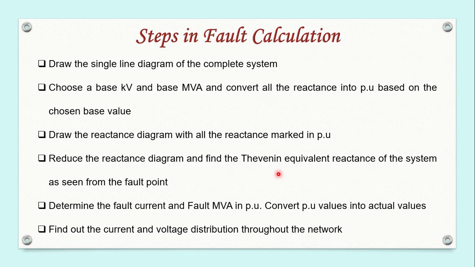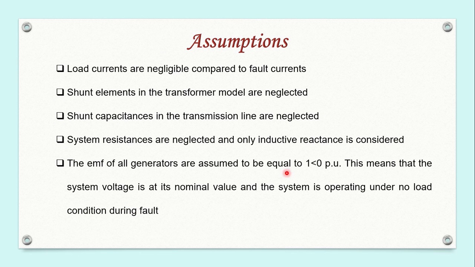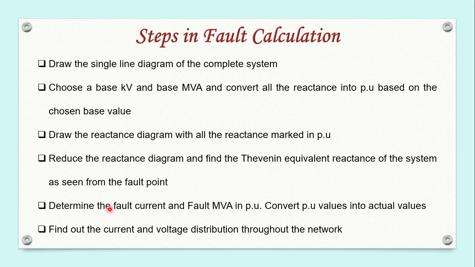After getting the Thevenin equivalent reactance, determine the fault current. Fault current is equal to voltage by reactance. The voltage, we know, we will always consider as 1 angle 0. We have seen it in the assumptions: EMF of generators is always assumed as 1 angle 0. Usually the pre-fault voltage at the fault point is considered as 1 angle 0. There are other conditions also, which we can see while solving problems. So the voltage at the fault point divided by the Thevenin equivalent reactance will give the fault current.